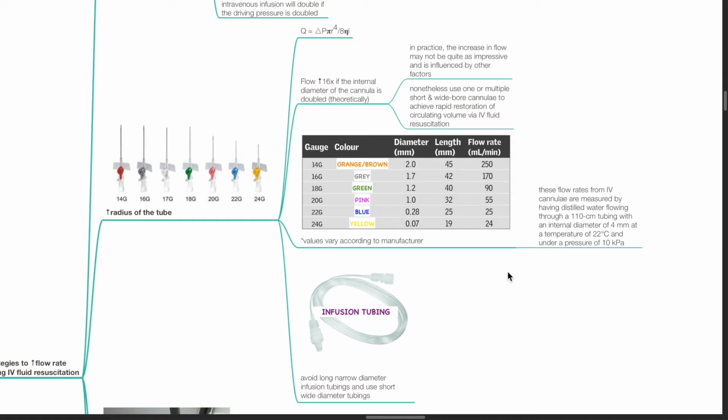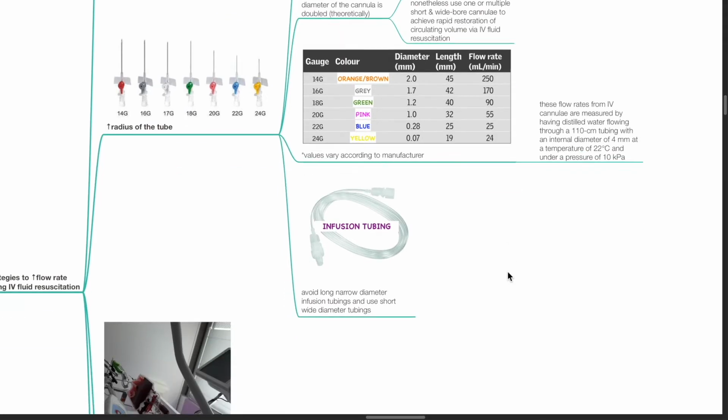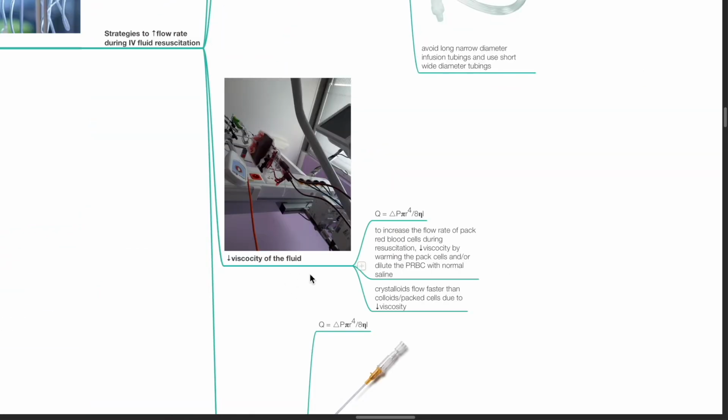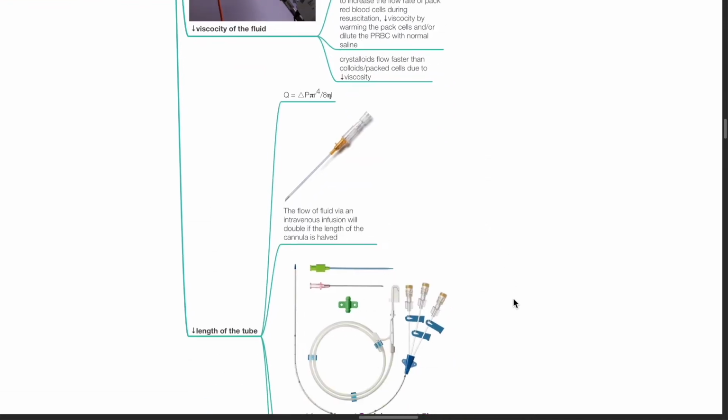Avoid long narrow diameter infusion tubings and use short wide diameter tubings to increase the flow rate. Decrease the viscosity of the fluid to increase flow rate. For example, for packed red blood cells, decrease viscosity by warming the packed cells or dilute it with normal saline. Crystalloids flow faster than colloids or packed cells due to their reduced viscosity.